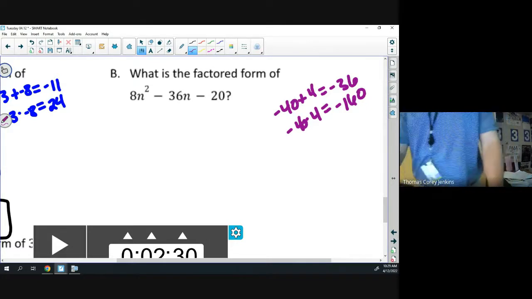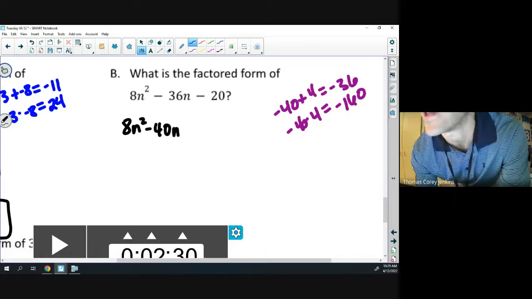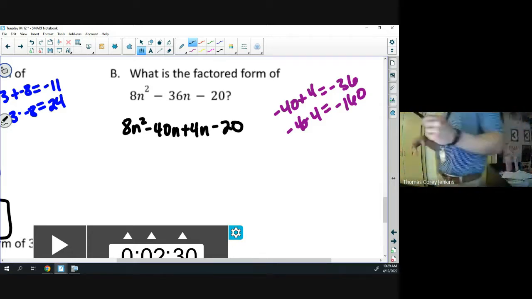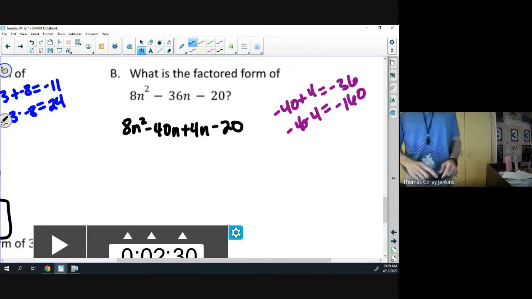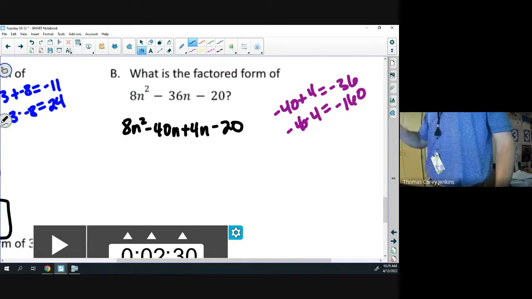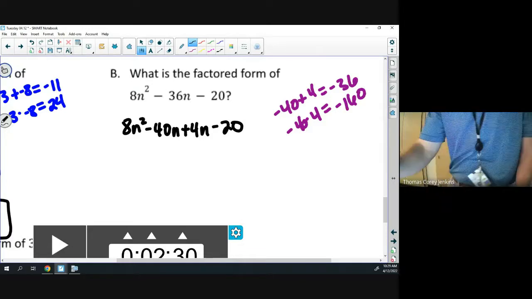Okay, so then we kind of split it up. So we go 8n squared minus 40n plus 4n minus 20. And again, this is not the way the textbook would tell you to do it. They would tell you to take that GCF out first. But again, we're just saying, what if we don't notice the GCF? Okay. One problem would be you're dealing with bigger numbers like 160 and 36, but we'll see that it still works. Okay. So now we factor by grouping.